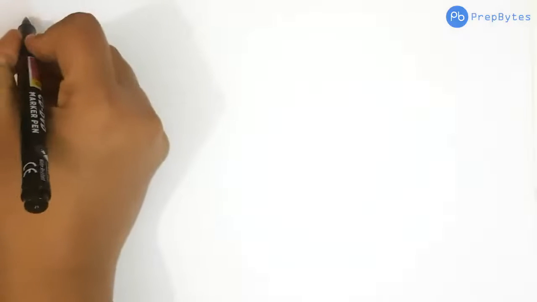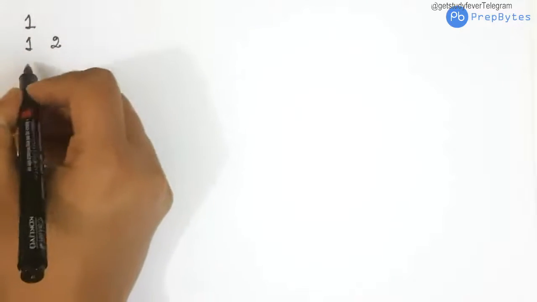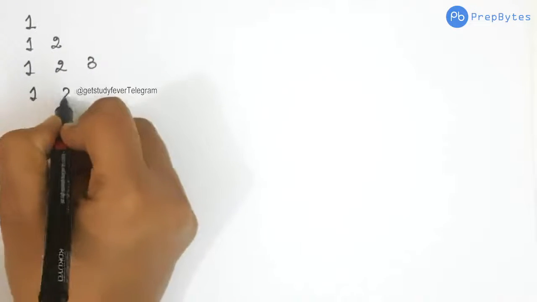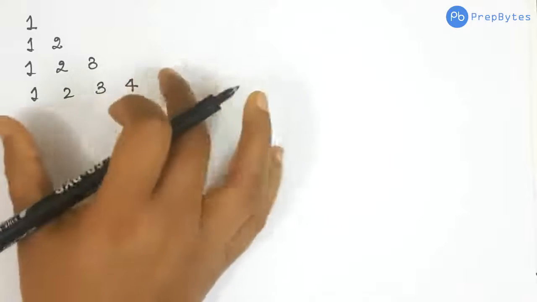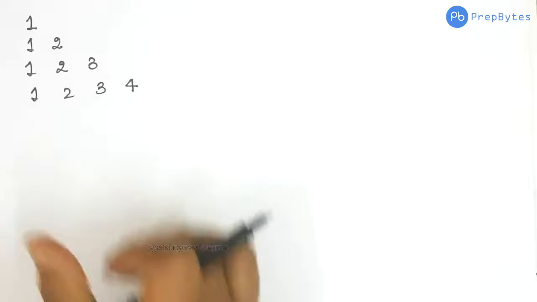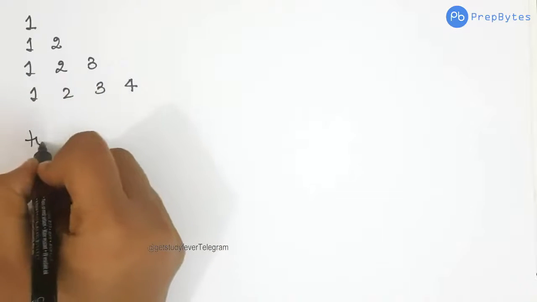Now let's say you are given a problem statement something like this. You have to print 1, then 1 comma 2, then 1 2 3, then 1 2 3 4. So let's say you have to print something like this. I will use a for loop for executing this. For printing such things we need 2 loops.